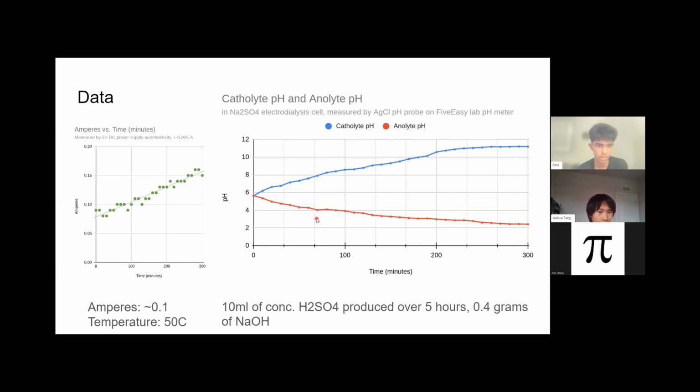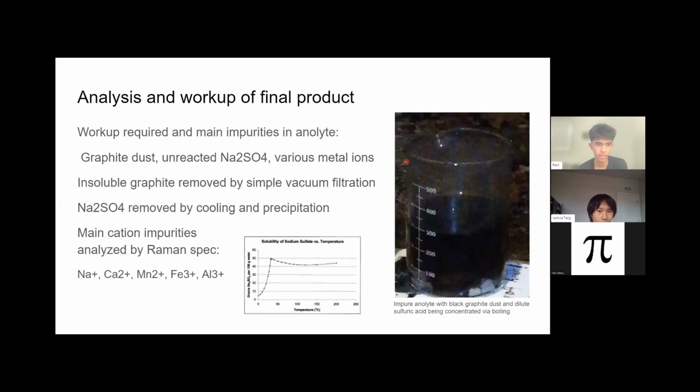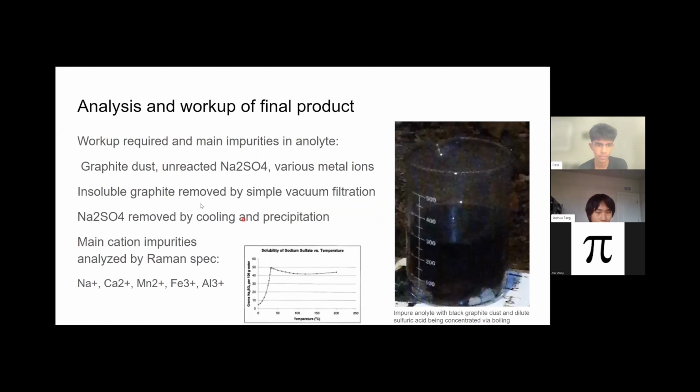And here's the data. As you can see, the pH of the catholyte and anolyte both constantly decrease over time, and the current increases over time, showing an increased separation of the two salts, creating higher conductivity. We produced 10 milliliters, so it's a pretty good yield. We analyzed the final product, and there was a small amount of contamination. However, it was all able to be removed and purified.